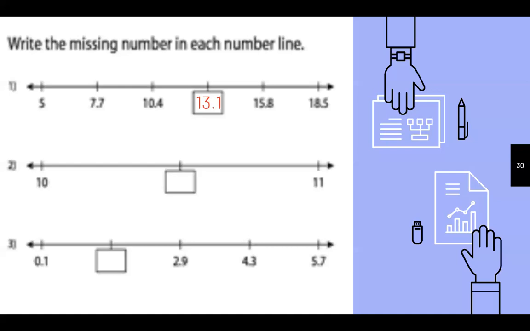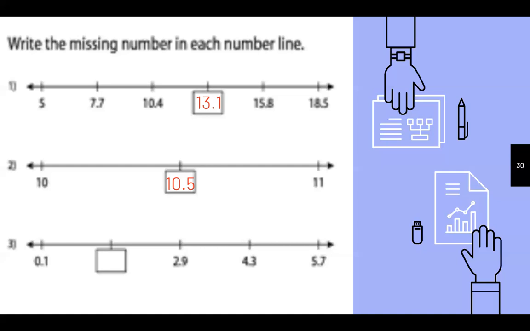The next one is we want just one tick in between 10 and 11. So it's basically saying, what's the middle number between 10 and 11? And the answer to that is 10.5. That middle number in between 10 and 11 is 10.5, that halfway point.